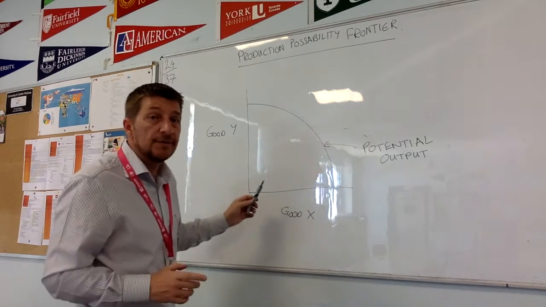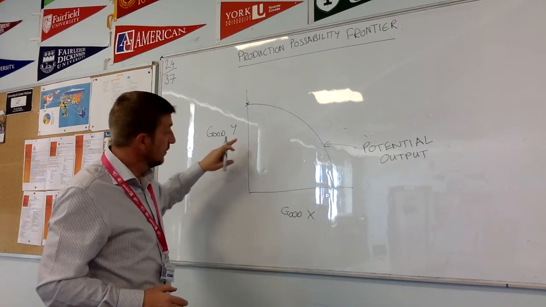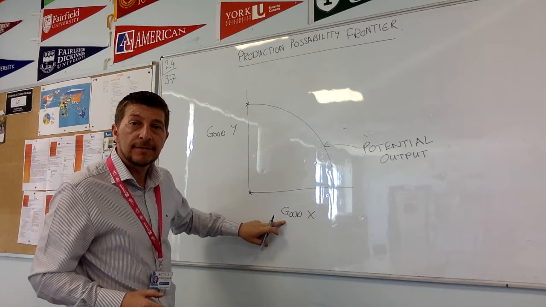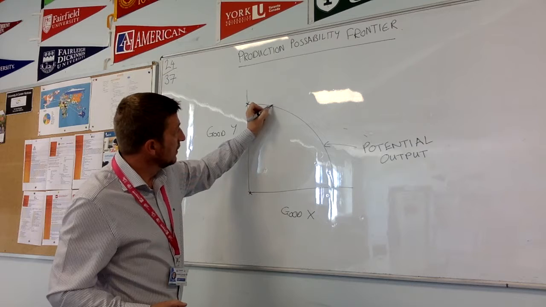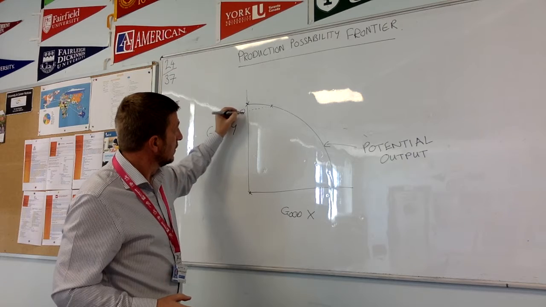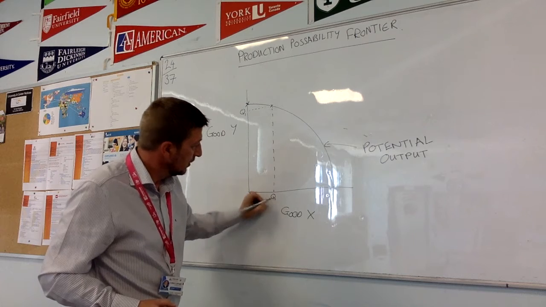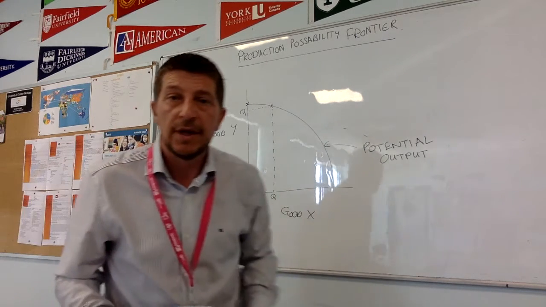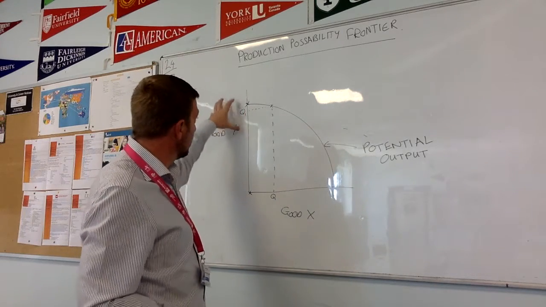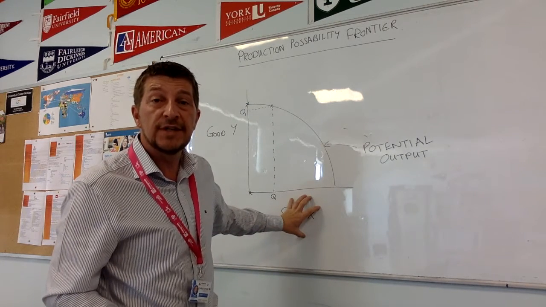Now, don't forget it's a trade-off. So if I produce this many of good Y, I don't have any resources left to produce any of good X. If I produce this many of good Y, then I can still produce this many of good X. So all the way along, there is a trade-off between the allocation of resources to this industry or the allocation of resources to this industry.